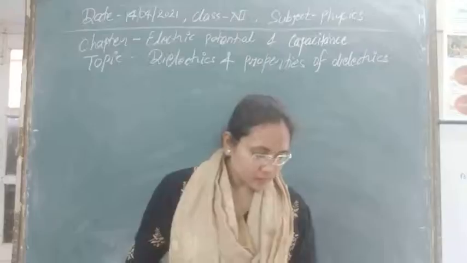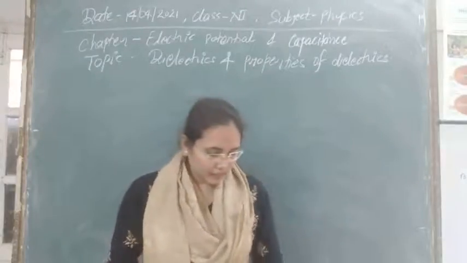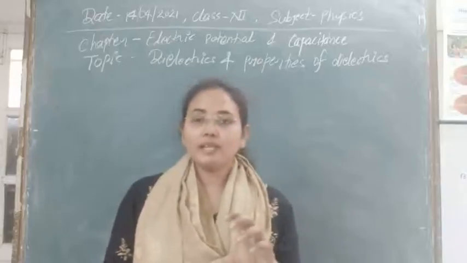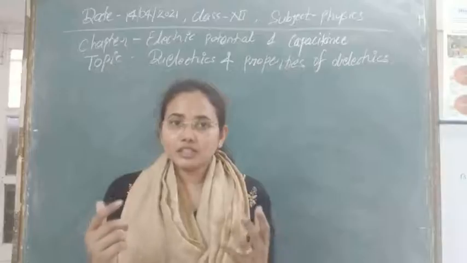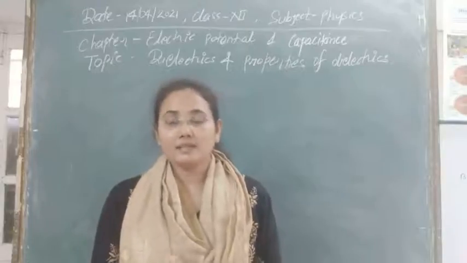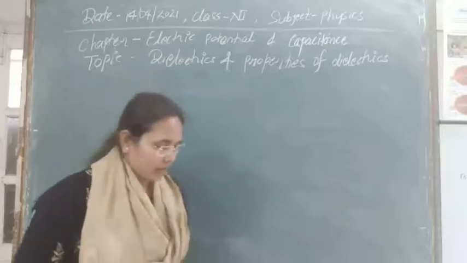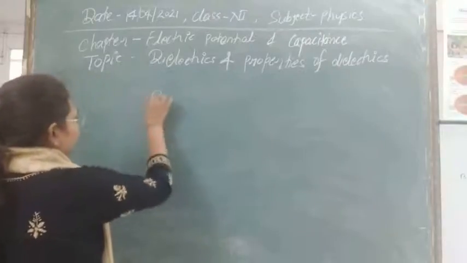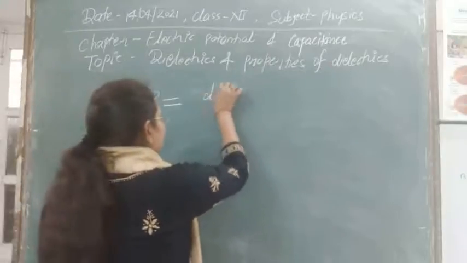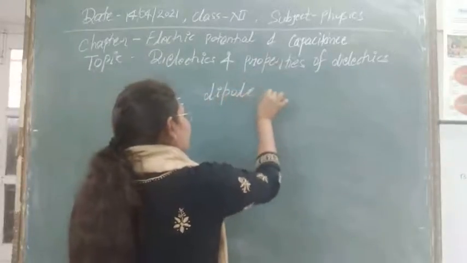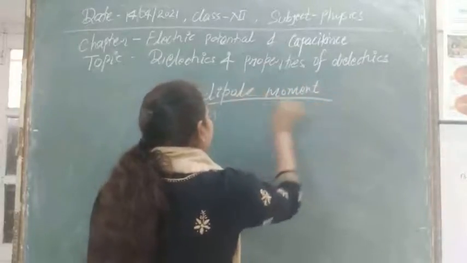So simply, polarization density is related to that term. It is the dipole moment of the dielectric per unit volume. It means how much strength any dielectric has per unit volume to oppose an external field. It is denoted by capital P. So polarization density is defined as the dipole moment of the dielectric per unit volume.